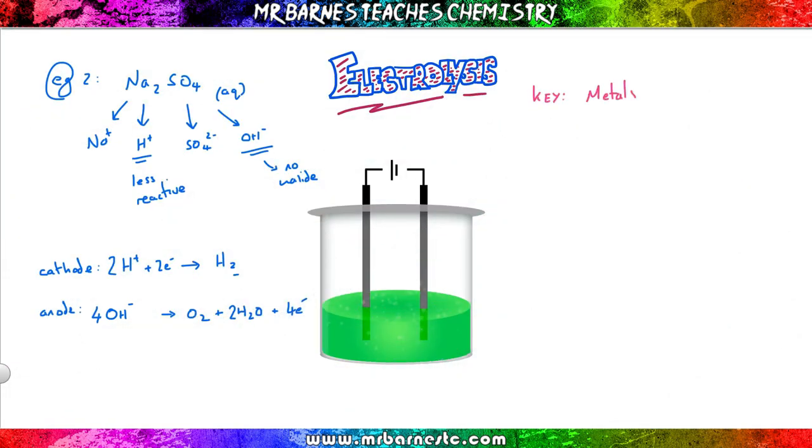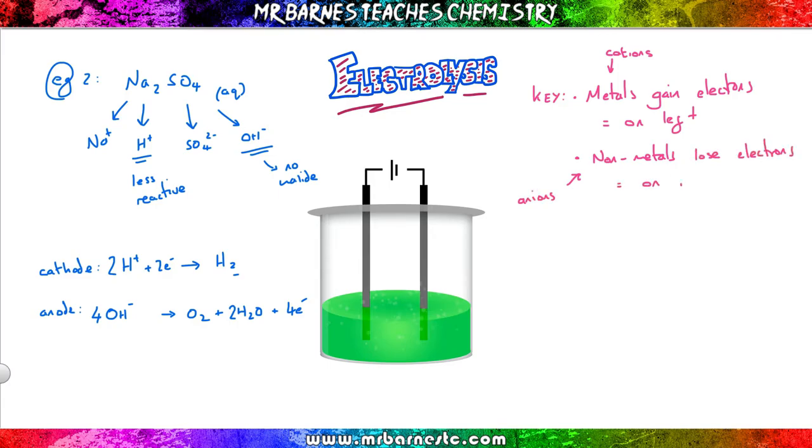So the key thing is, all metals will gain electrons, so all your cations gain electrons, so you'll be adding the electrons on the left-hand side of the arrow. All non-metals lose electrons, so all your anions lose electrons, and therefore on the right-hand side is where you'll get your electrons.